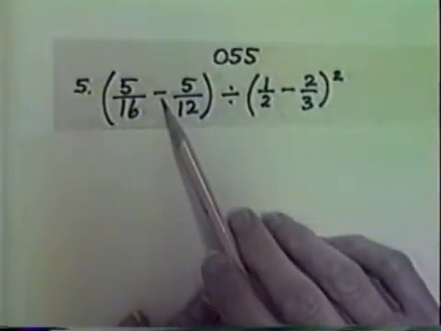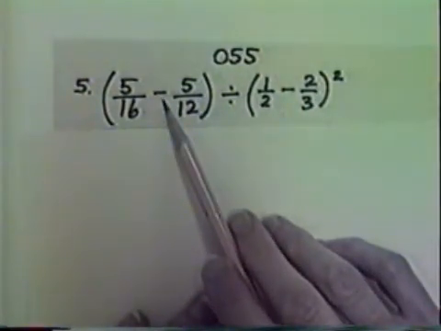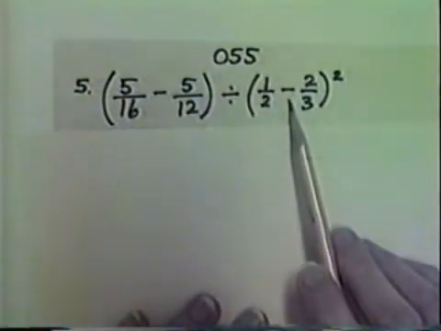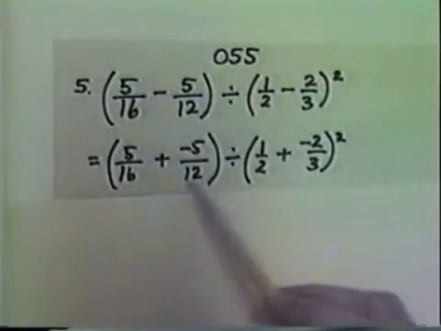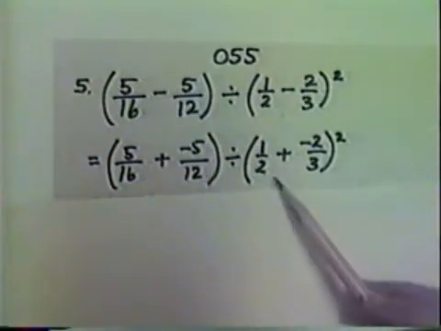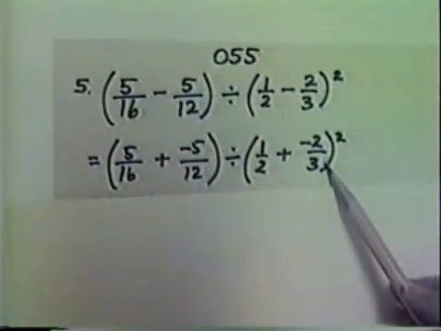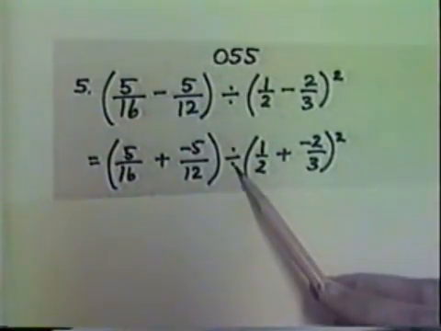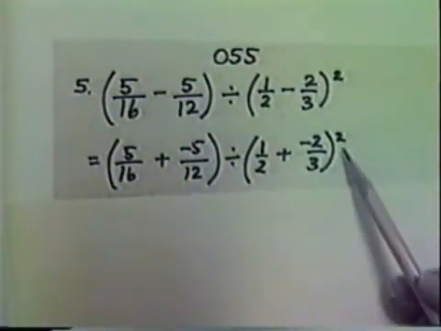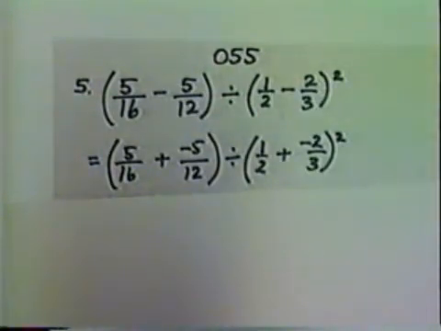We must begin inside the parentheses. Inside the parentheses we have subtract. We need to change that subtract to add the opposite. Inside the second set of parentheses, the same thing. So let's change each of those to add the opposite. 5/16 add -5/12. 1/2 add -2/3. We keep the divided by symbol connecting the parentheses. We keep the exponent 2 outside the second set of parentheses.